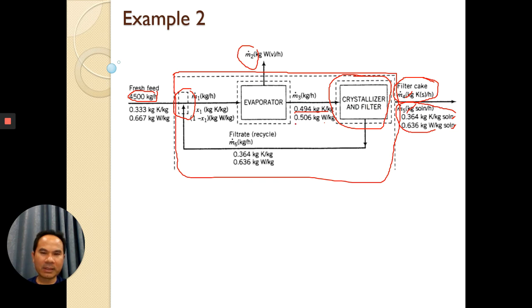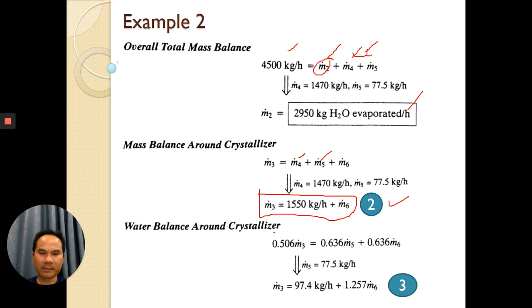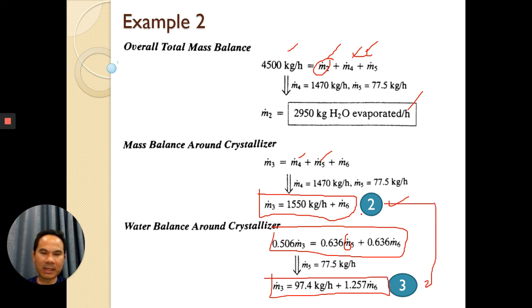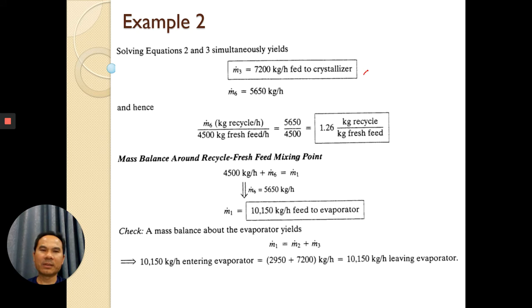Water balance: water input is 0.506 kilogram water per kilogram total multiplied by M3, equal to output, which is 0.636 kilogram water per kilogram solution multiplied by M5 plus 0.636 kilogram water per kilogram total multiplied by M6. You get it. Okay, you know M5 already. And then you can relate M3 as a function of M6. Equations 2 and 3 have two unknowns, M3 and M6. Two equations, you can solve for M3 and M6 simultaneously. You get M3, you get M6.